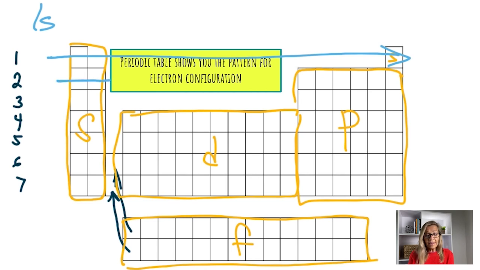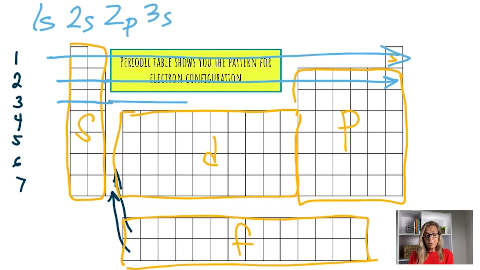Well, this is an S orbital. It's on level 2, so there's 2s. Then we go across here and we hit some P orbitals, and that's on level 2, so that's the 2p. All right, we're done with that row. Let's go to the next level. We're going to hit the 3s, and then we're going to go across and hit the 3ps, and then we're done with that row. Let's go to the next row.